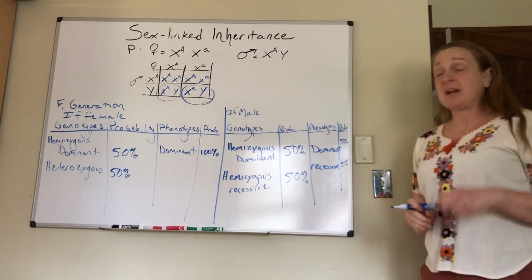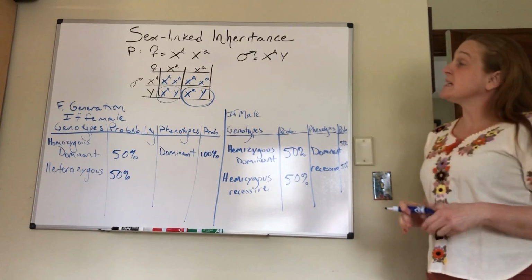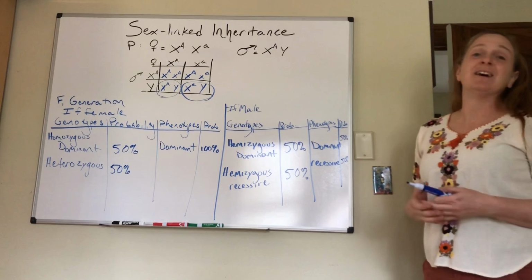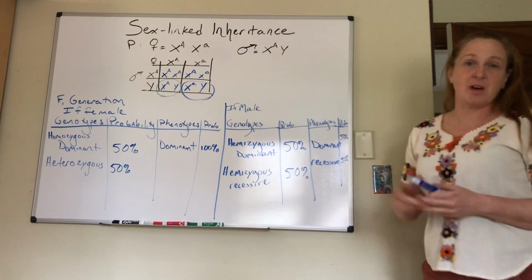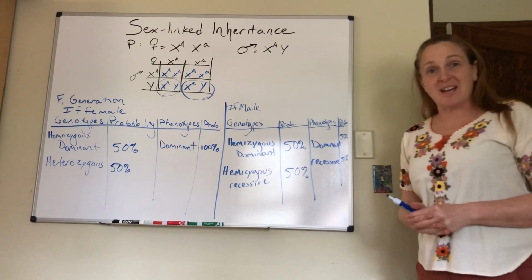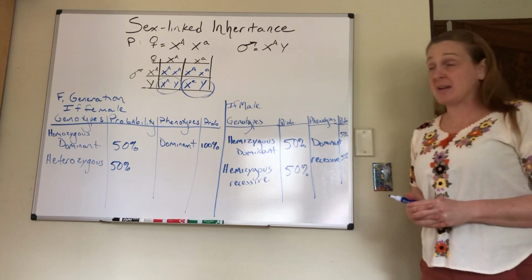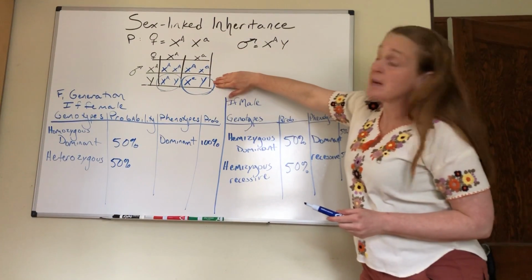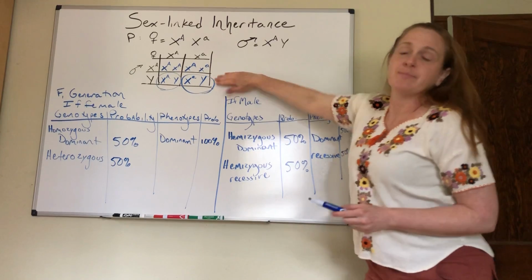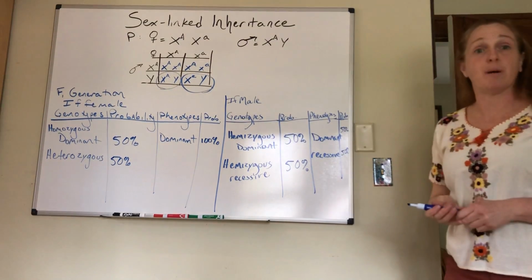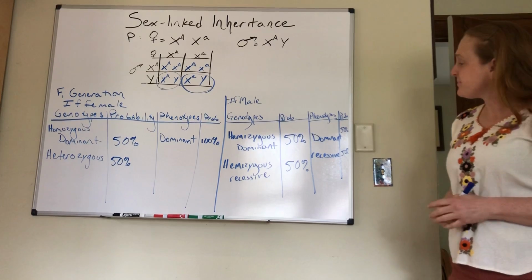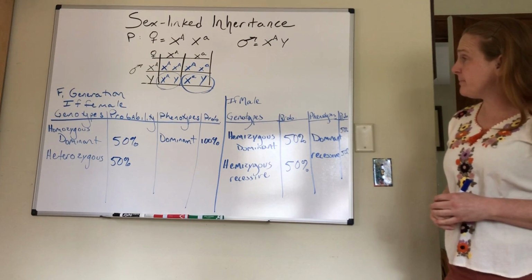So, what will be interesting in my F1 generation is that any time I see that recessive phenotype, I automatically know that that individual is male, because in my F1 generation, only the males will show me that recessive phenotype. And I know that that is a 50% probability that my males will show me that recessive phenotype.